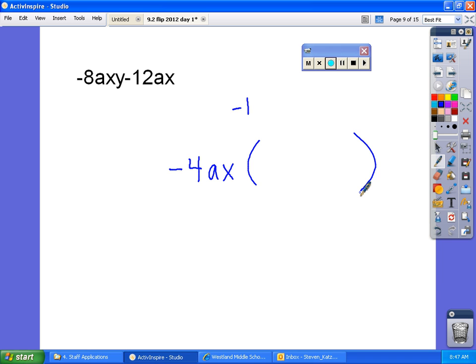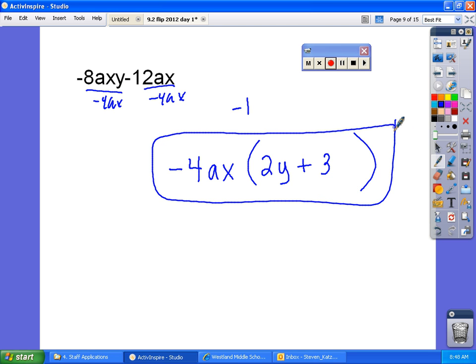Then I know that if I divide each of these by -4ax, you're going to have negative divided by negative. So you're ending up with a positive 2y plus 3, and then there's nothing else left. So this would be the factored form of that.